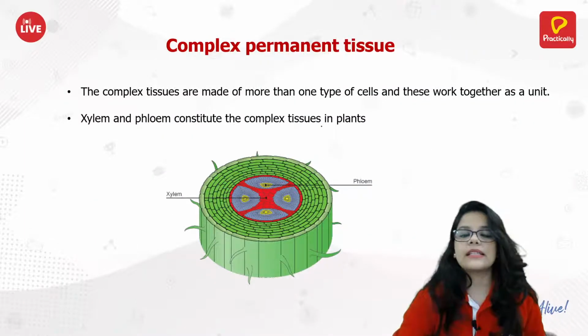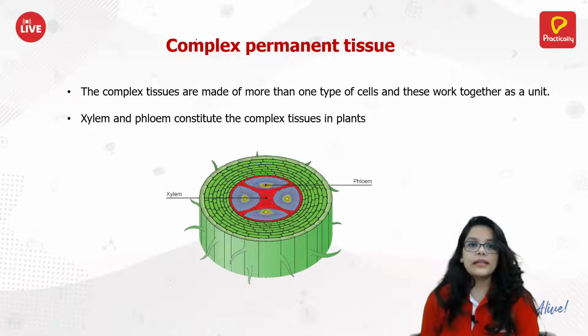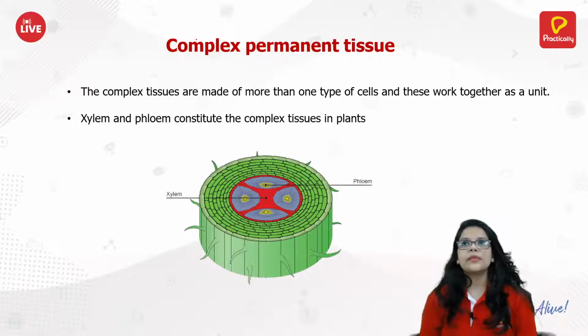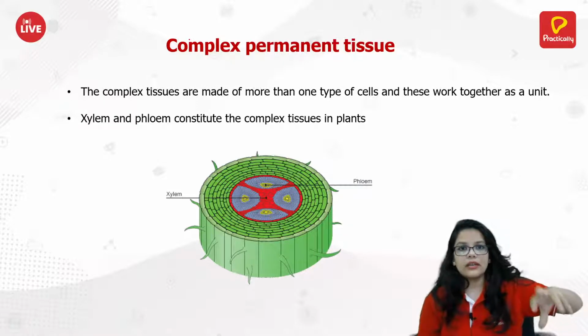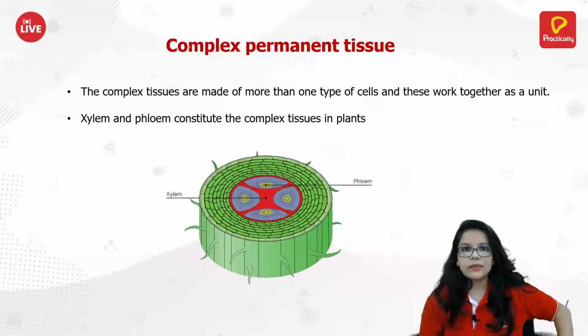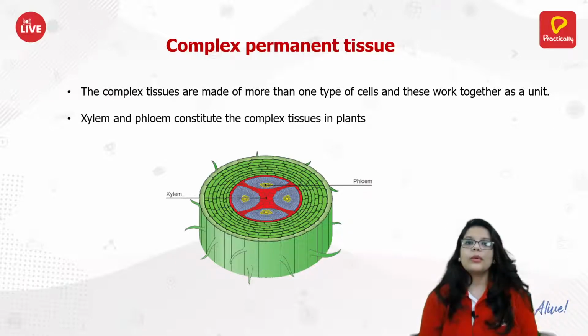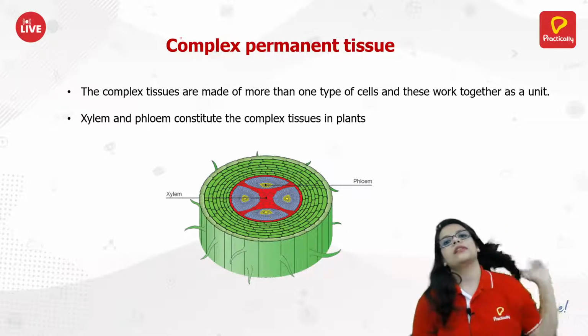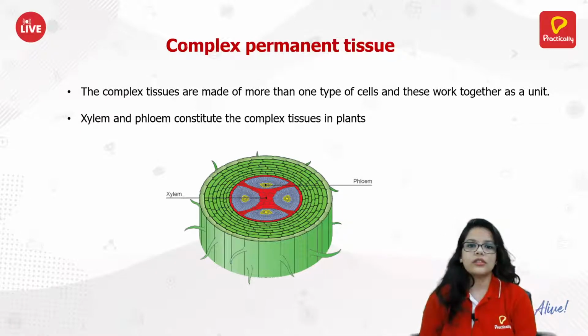Now, complex permanent tissue. I was talking about simple earlier. What was simple? Simple tissues were those with similar kinds of non-dividing cells. That was simple. Now, when it comes to complex, what happens? There are numerous different kinds of cells. They come together to form a tissue.